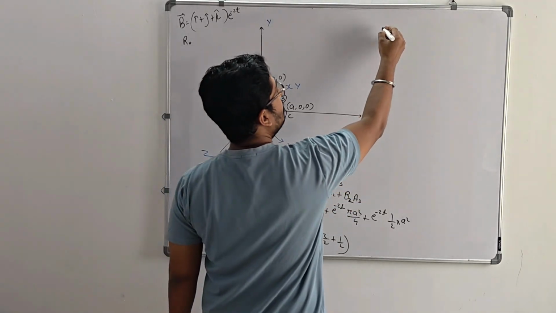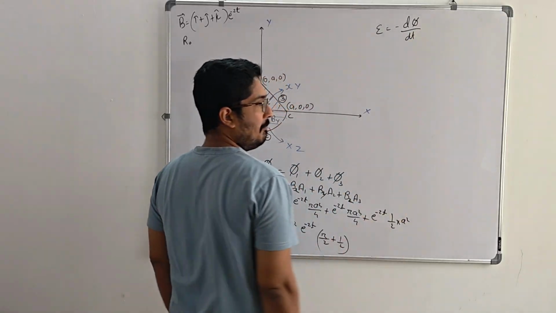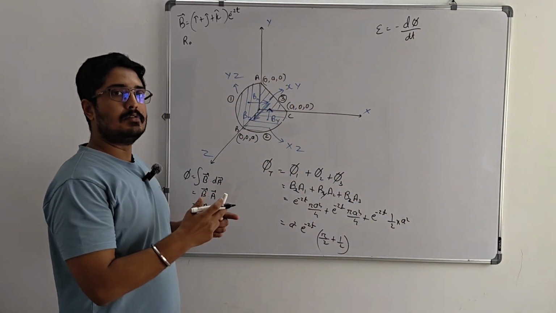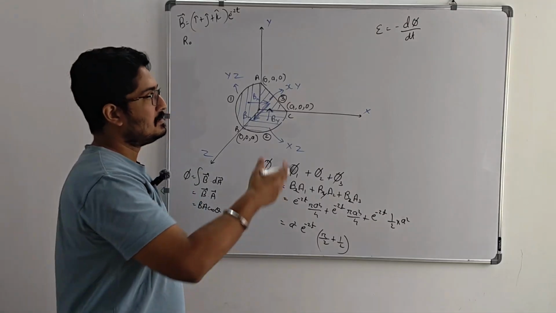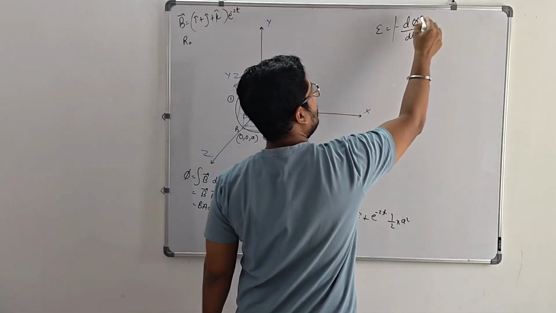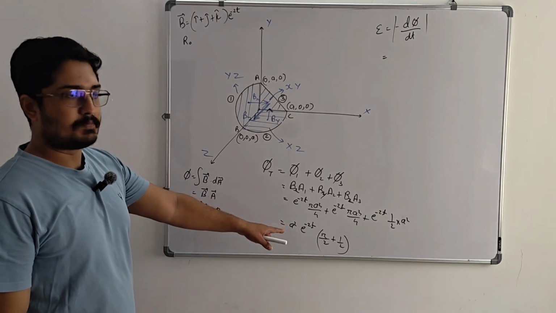But they don't want only the total flux, they also want the current. To find the current, you'll first of all require the EMF. EMF is basically minus of d phi by dt. The minus sign only represents that the EMF induced is always opposite to the cause of it. So minus has no significance as such. We'll just go with the magnitude of this.